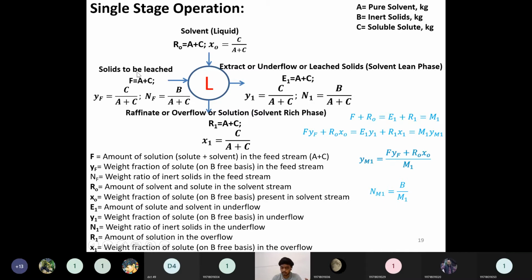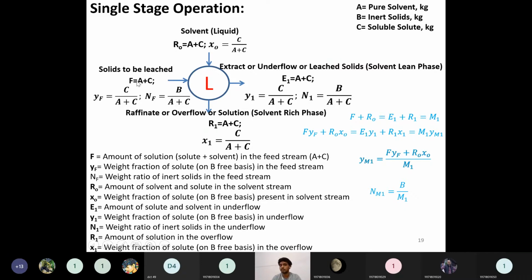So how to extract that oil? To extract the oil from the oil seeds, we have to add some solvent, so that the solvent dissolves the solute component, or the oil component, which is present in the solids or seeds. Then that solvent, which has dissolved the solute or oil, will come into the overflow, or we can call it the raffinate, or the solution phase, or the solvent rich phase. So solvent plus solute or oil is coming in one stream, which is this phase: raffinate, overflow, solution or solvent rich phase.